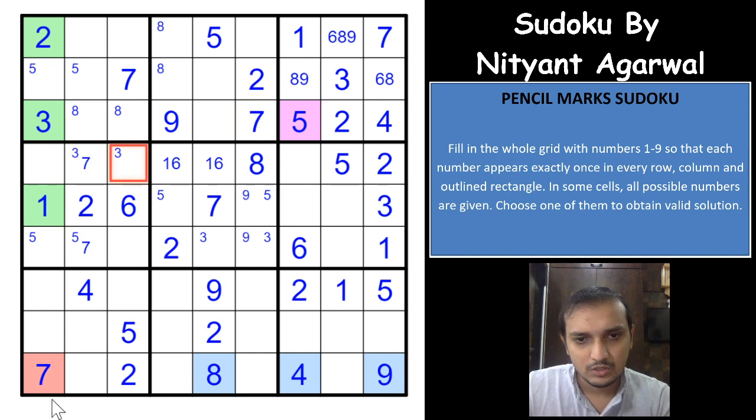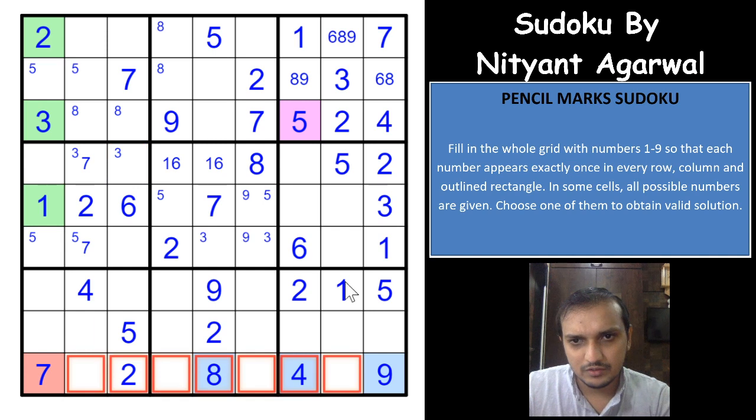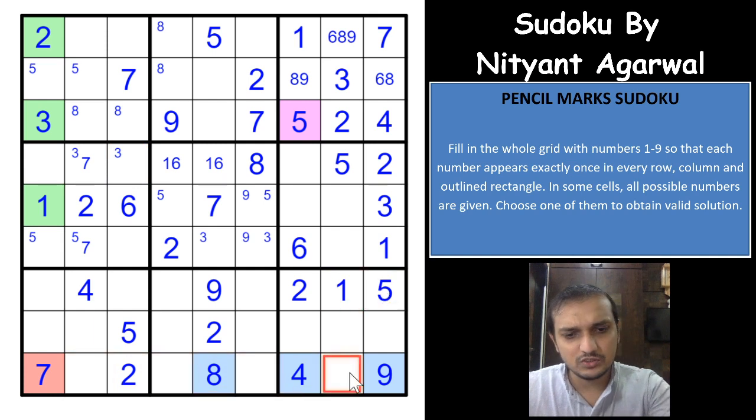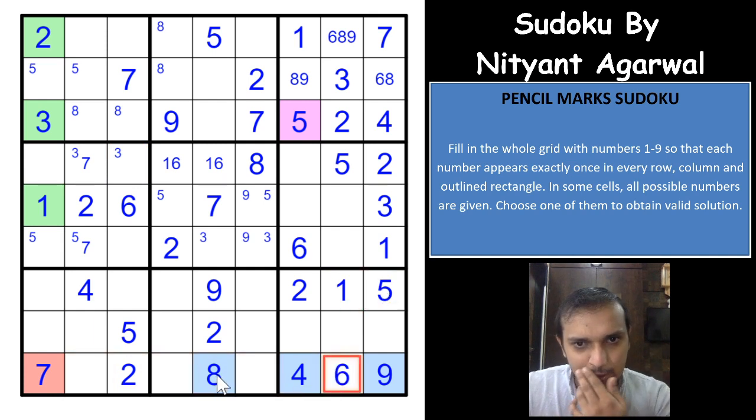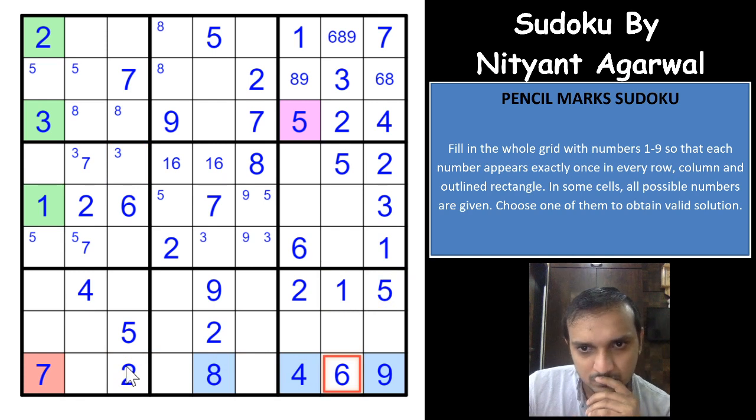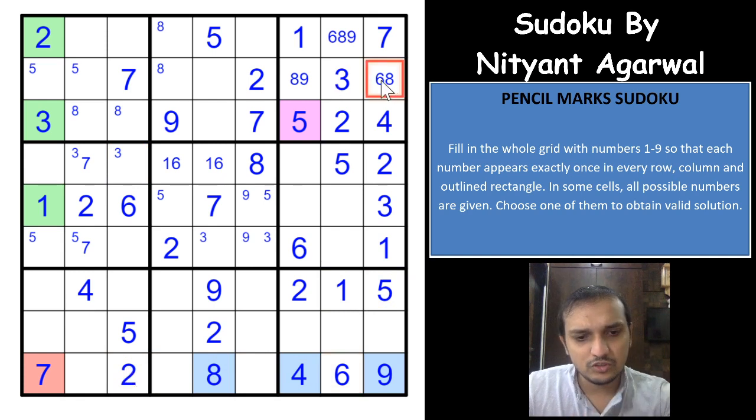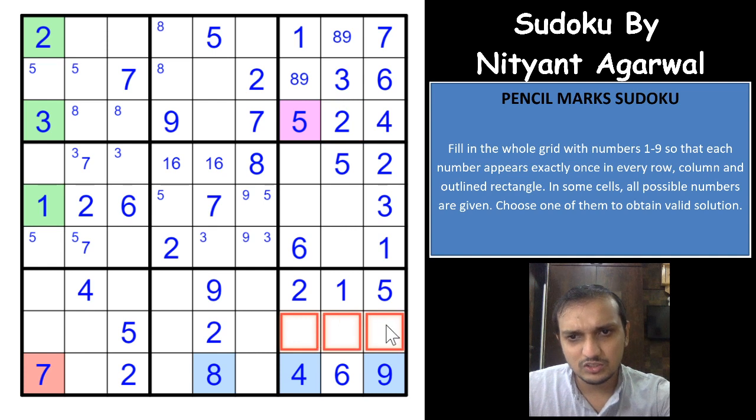Yeah. So 1 3 6 and 5, 1 5 3, and this would have to be 6, and that gives you a 6 here, and this would be 8 and 9. Nice. And these three cells are 3, 7 and 8.